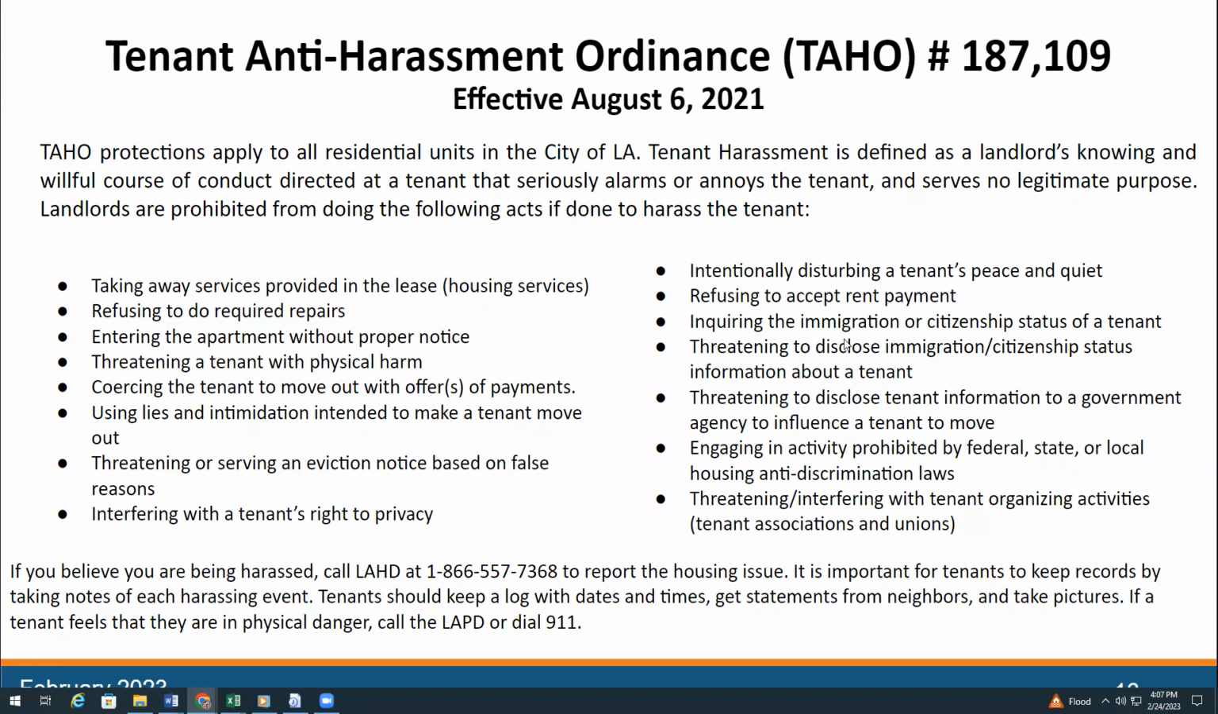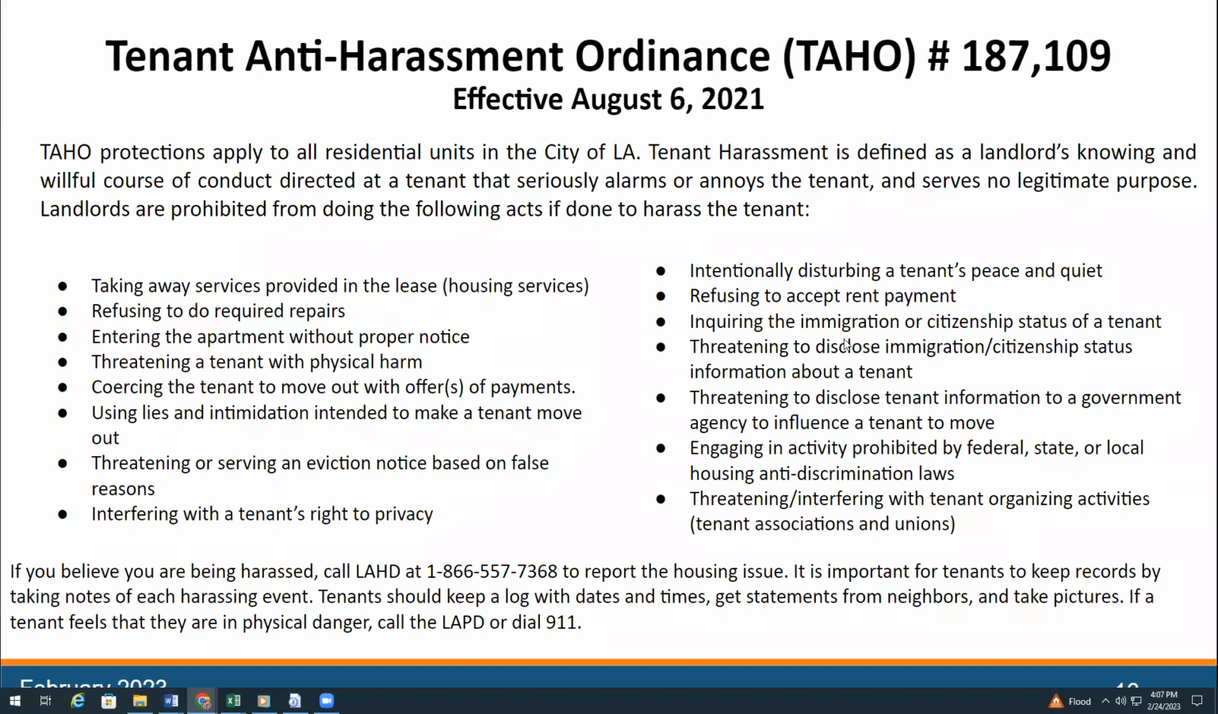A refusal to do required repairs. We have entering units without reason or without proper notice. And the general thought of this is that it's really done to interfere with the quiet enjoyment of the tenant. So they're very lengthy enumerated reasons, but I encourage you to visit our website or look at this ordinance 187-109 for further information.